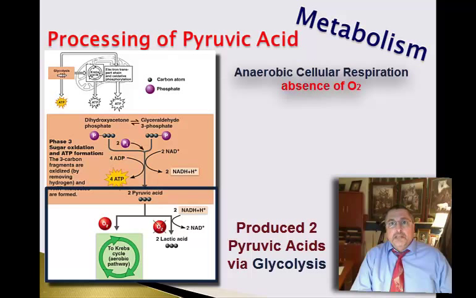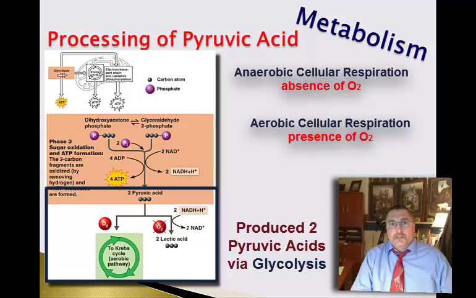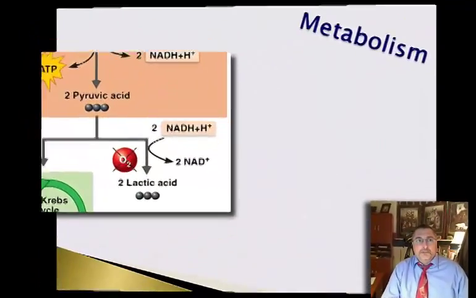The first being anaerobic. Now, anaerobic processing of pyruvic acid is going to be in the absence of oxygen, and it's going to ensure that we minimize the effects of the acid buildup inside of our cells. And the other process would be aerobic processing of pyruvic acid. In that case, in the presence of oxygen, we can take pyruvic acid and simply transfer it into the mitochondria where it can be further processed by the Krebs cycle and the electron transport chain. Let's first take a look at anaerobic respiration.